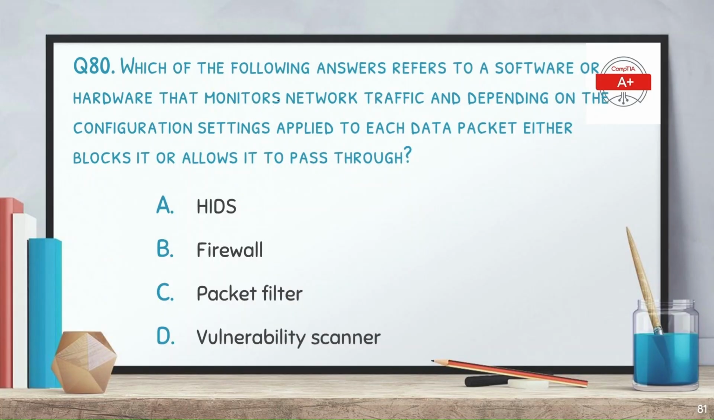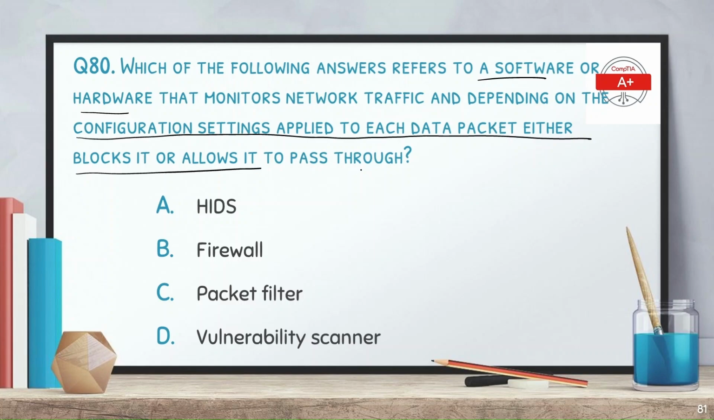Question number 80 is that which of the following answers refers to a software or hardware that monitors network traffic and, depending upon the configuration settings applied to each data packet, either blocks or allows it to pass through. And the options are A. HIDS, that is host-based intrusion detection system, B. Firewall, C. Packet filter, and D. Vulnerability scanner. And the correct option is the firewall.